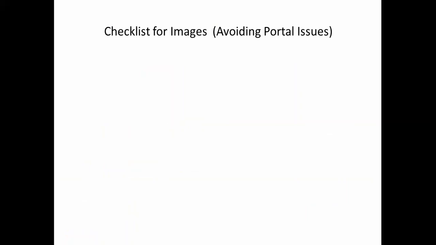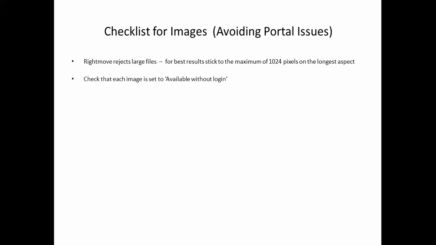Having made these checks, if you're still having issues with your images displaying on the portals, remember the following. Firstly, Rightmove rejects large files. For best results, stick to the maximum of 1024 pixels on the longest aspect. Secondly, check that each image is set to Available without login. Without this, the images will not display on the portals.